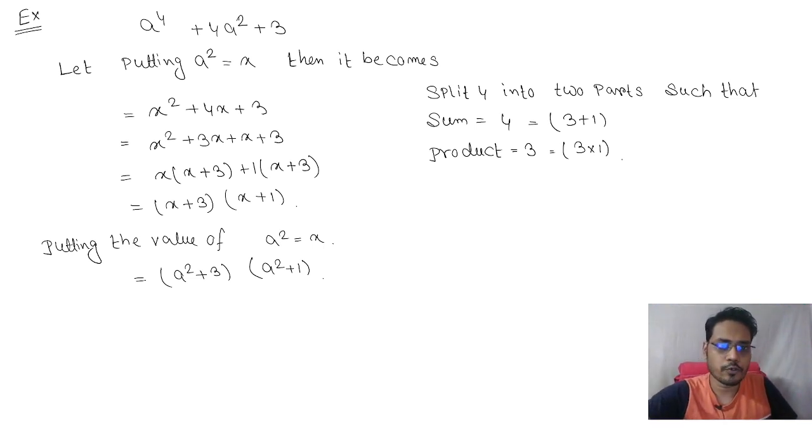So a raised to the power 4 plus 4a square plus 3 becomes x square plus 3x plus x plus 3. So now take x common, so it will be x plus 3, and take 1 common, it will be x plus 3. So x plus 3 is common, so x plus 3 into x plus 1. Now put the value of x, that is a square. So a square plus 3 into a square plus 1.